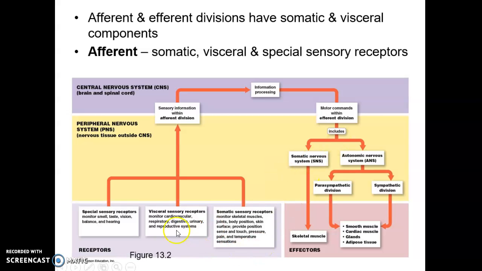So in that last portion, I was talking about the visceral sensory receptors. These monitor your cardiovascular, respiratory, digestive, urinary, and reproductive systems. These are receptors of your visceral organs, sending sensory input into the central nervous system. And then the special sensory receptors of our special senses: smell, taste, vision, balance, and hearing. Again, sending sensory input via the afferent division into the central nervous system for processing. So that's the function, the job of the afferent division.